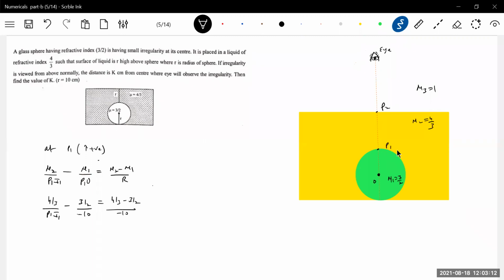Solving this, we'll get the P1 I1. Three by 20, plus 1 by 90. Four by 3 P1 I1 equal to 1 by 90 minus 3 by 20.